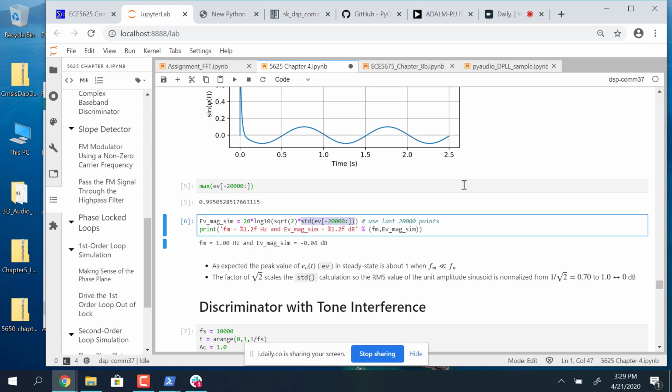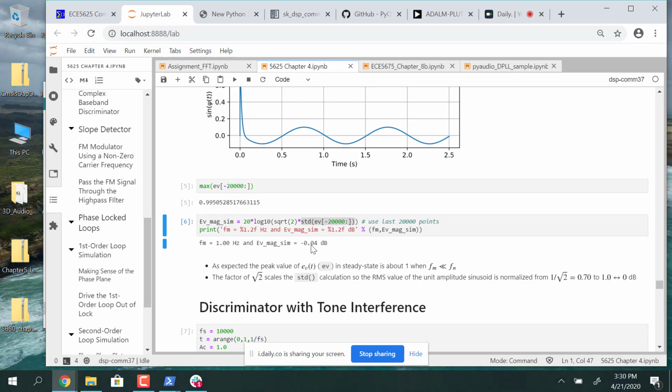It's 1 over the square root of 2, right? Because we're taking the amplitude squared, dividing it by 2, and then we take the square root of that to get the root mean square value. So I scale the RMS value by square root of 2 so that it comes out unity, and then I go ahead and take 20 log base 10 of that amplitude, so I get the value in dB. And it should come out to 0 dB. It comes out to minus 4/100ths of a dB.